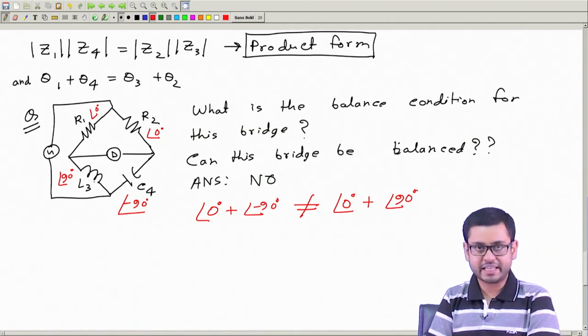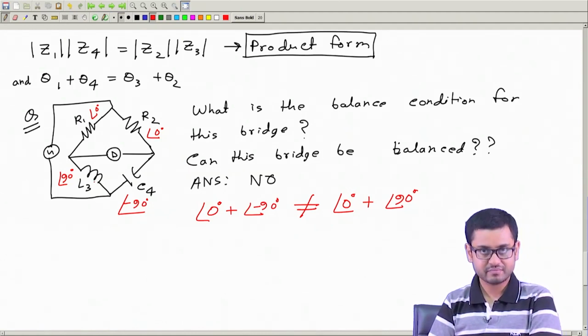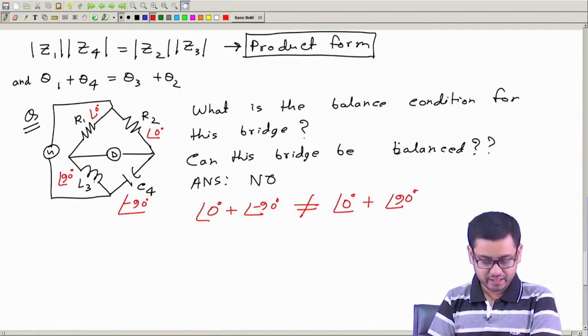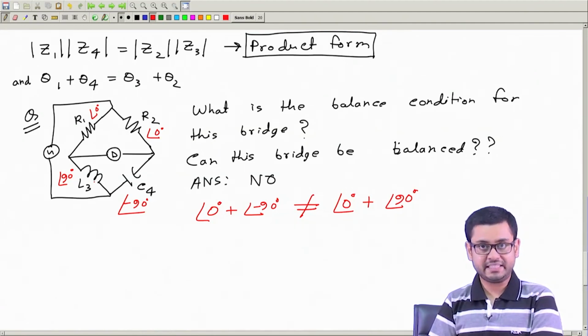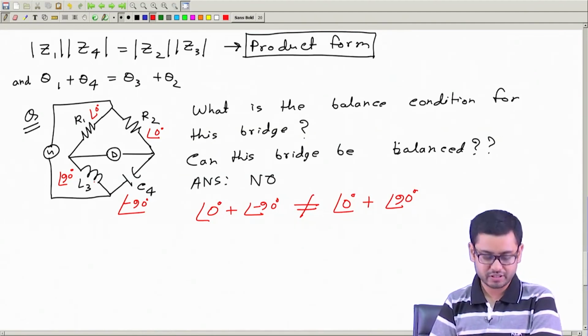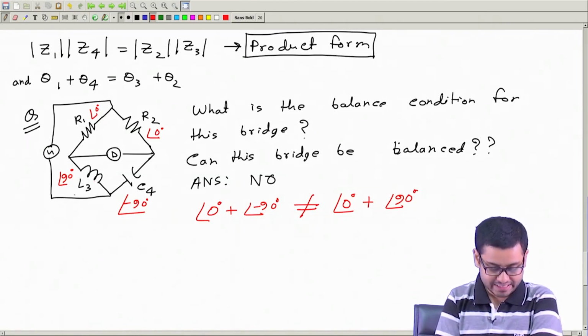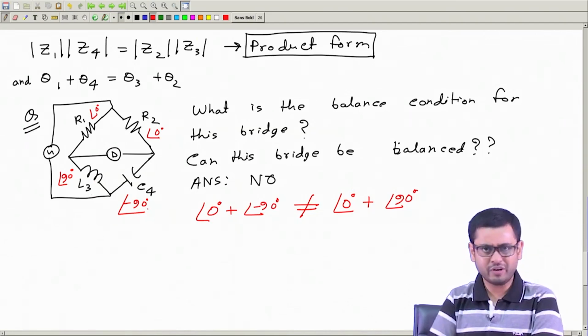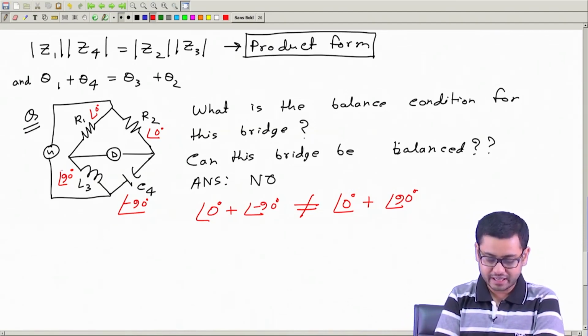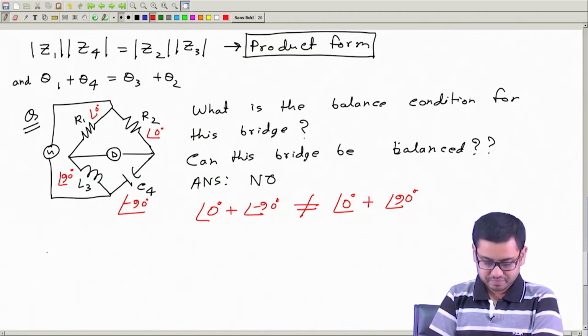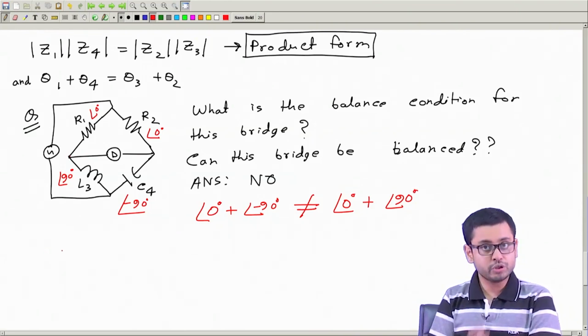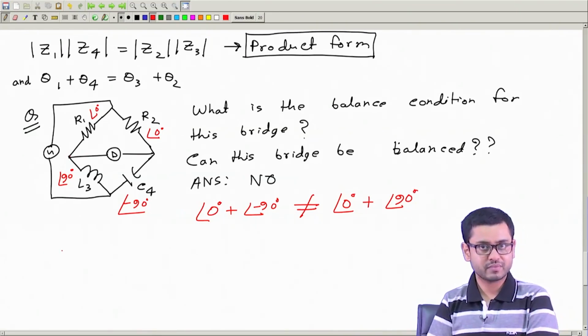Okay. So, therefore, this bridge can never be balanced. Through this we learn one fact, that all bridges are not necessarily balanceable. That means, with any choice of R1, R2, L3 and C4, with whatever value you choose, you can never get a situation where these two voltages are equal and no current flows through the detector. Okay. Now, what do we use bridges for?